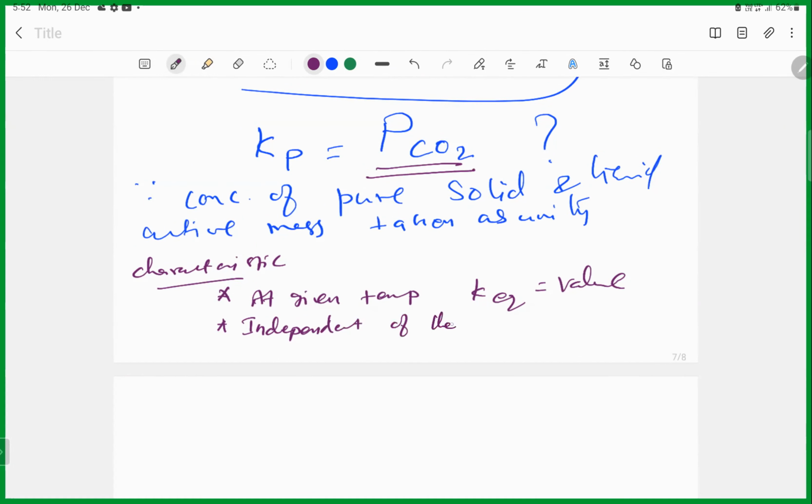of the initial concentration of reactant and the direction from which, that is, either backward or forward does not matter. Whether it has reached equilibrium or not, that is the main thing. From which equilibrium is reached.